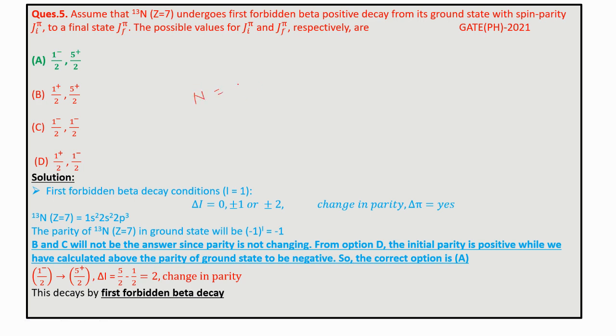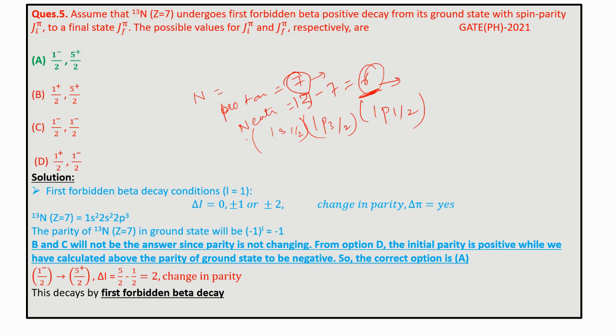This is the nitrogen. It has number of protons 7, and neutrons 13 minus 7, which is equal to 6. This is even, so it won't contribute, and this is 7, so it will contribute. 1s 1/2, 1p 3/2, 1p 1/2. So here it will be 2, here it will be 4, and it will be 1 here. So the ground state will be minus 1 raised to the power 1, that means minus. The ground state has negative parity.